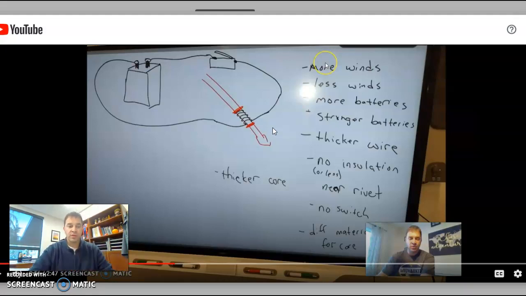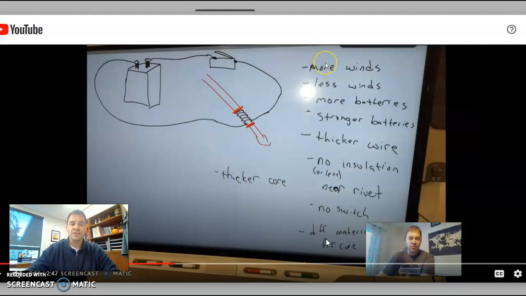There was one group that said it actually got weaker, but we're pretty sure that's because they had flipped around the batteries. So as the electricity was flowing through, it went from positive to negative to positive to negative to negative to positive. So there was still electricity flowing through, but not the way that it should have been, and it got weaker.